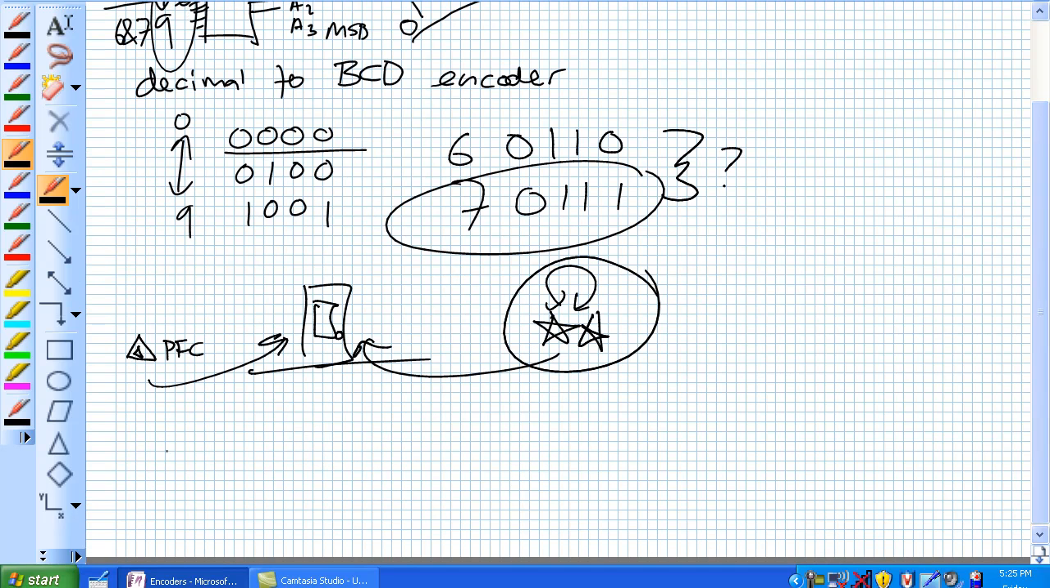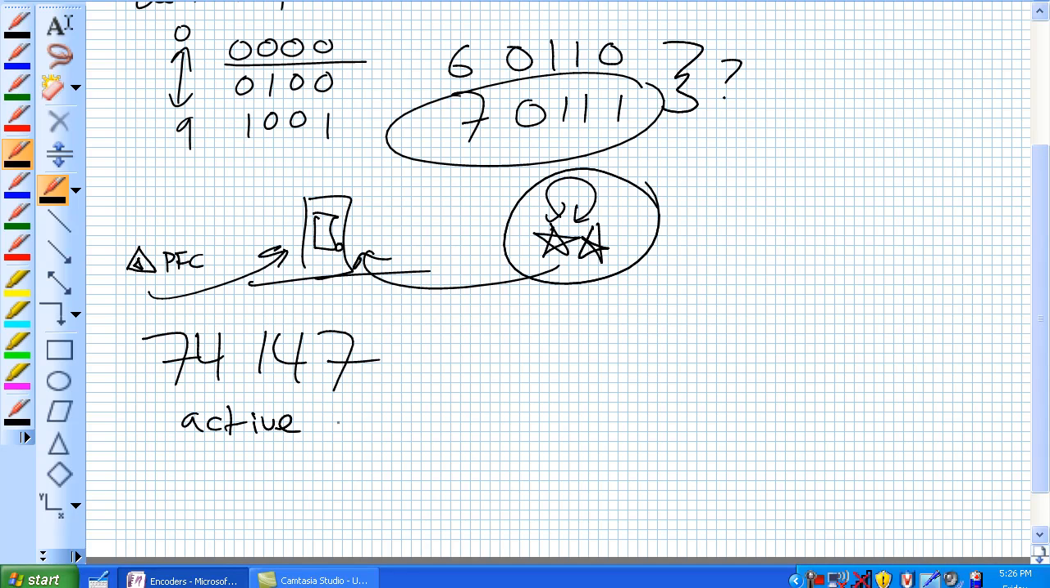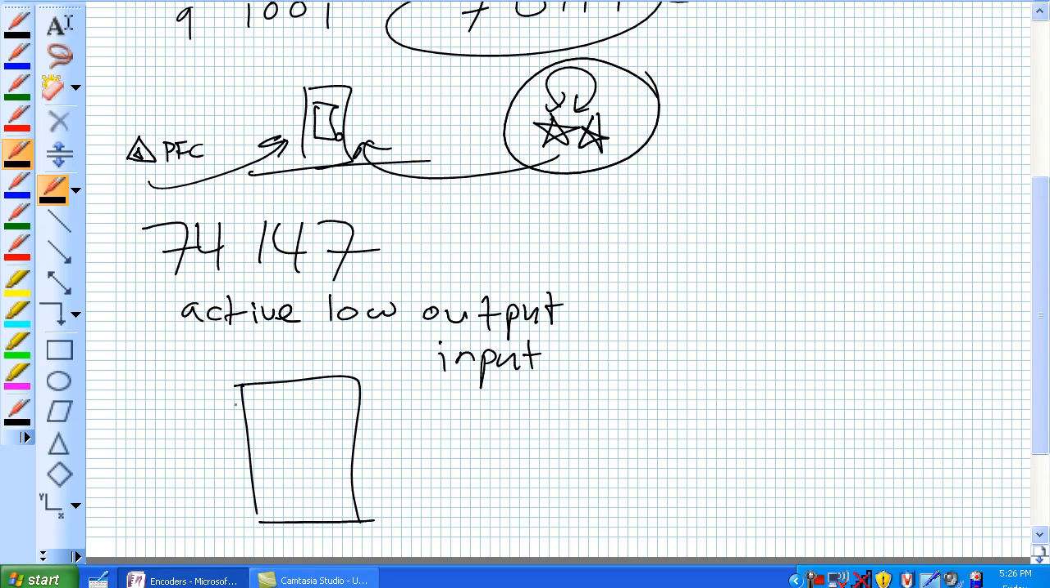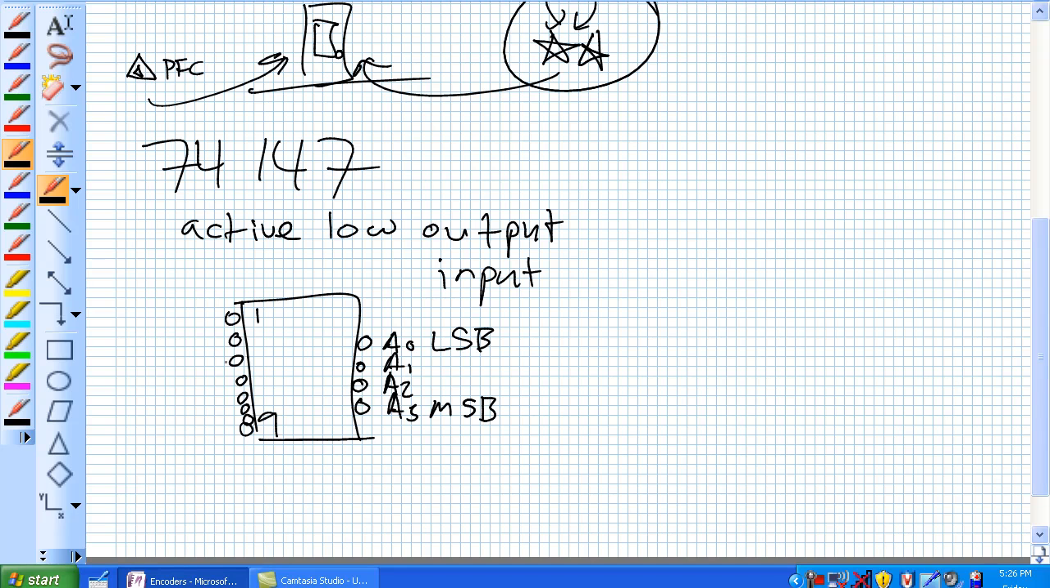So let's talk about the 74147. Unfortunately, it has active low output and active low input. Here are our inputs, 1 through 9, and I'll explain why there's no 0. Then you've got active low outputs for our high order bits, going down to our LSB. So let's say we want a 2 to come out. That input needs to go to 0 volts; otherwise, it's assuming that there's no input.